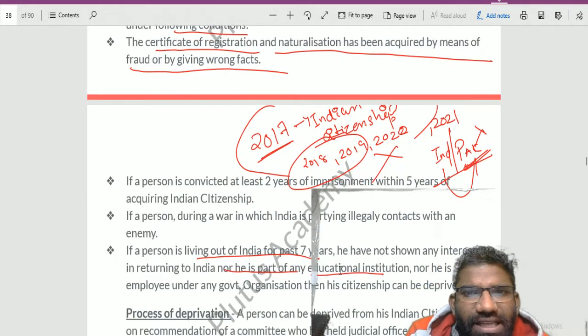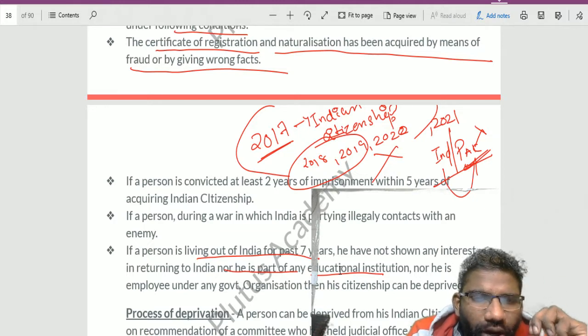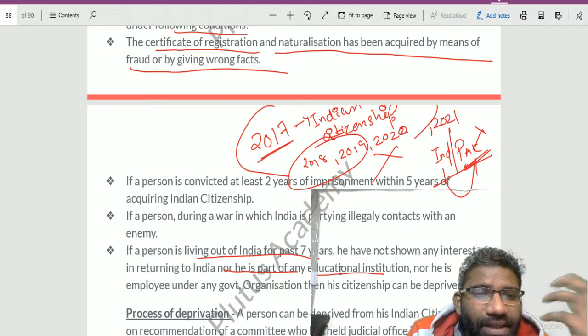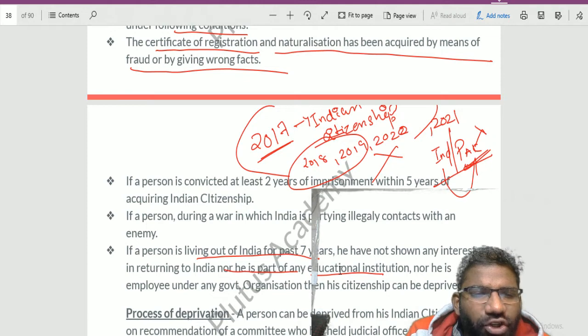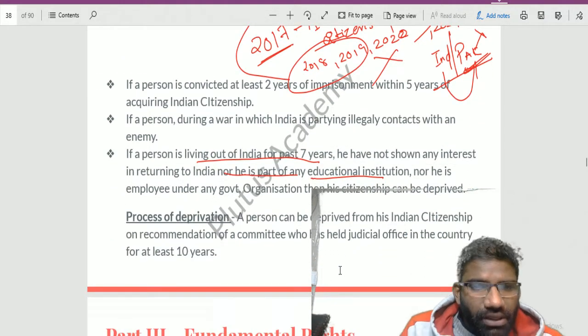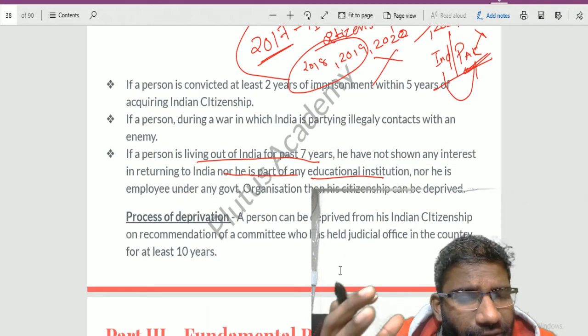If a person is imprisoned for 2 years within 5 years of getting Indian citizenship, then his citizenship will be lost. If a person is involved in contacting an enemy nation during the time of war, then at that time his citizenship can be lost. If a person is not involved with an educational institution, or not working with a company abroad, and for the past 7 years he is not showing any signs or willingness to come back to India, then his citizenship can be lost.